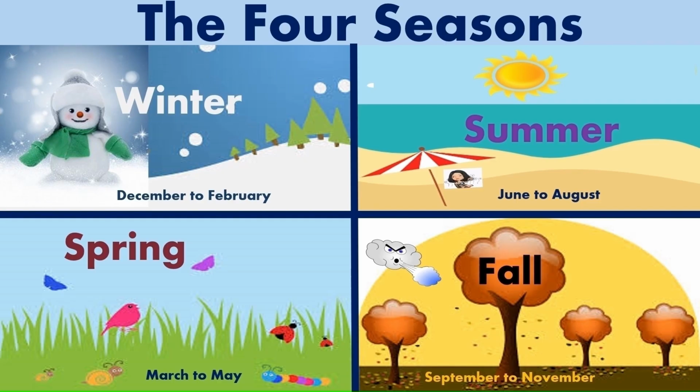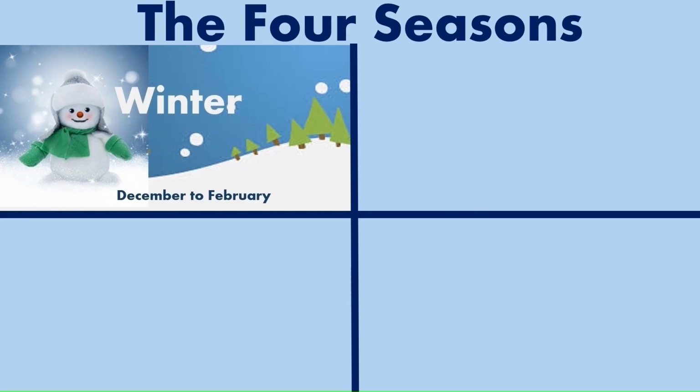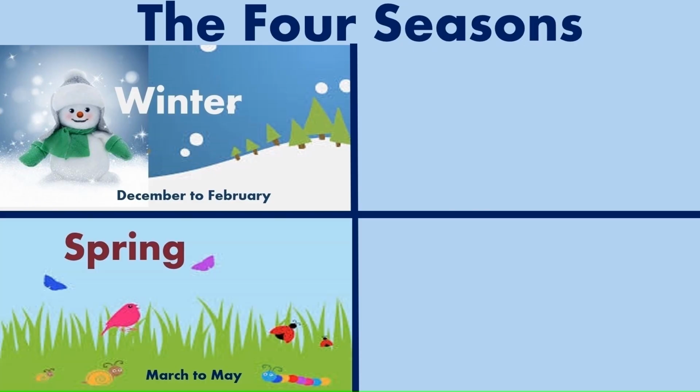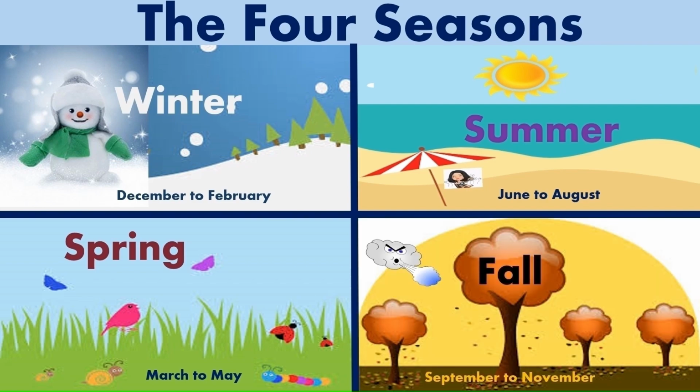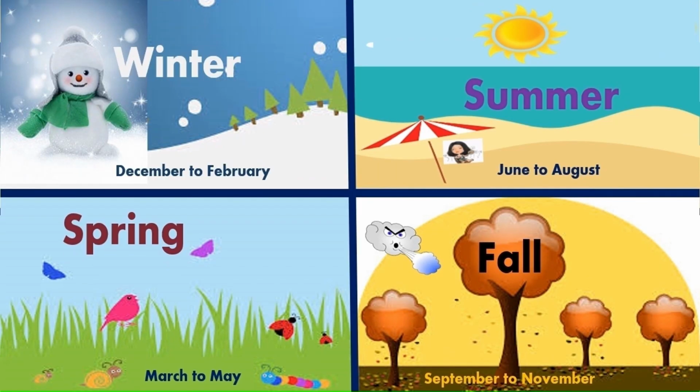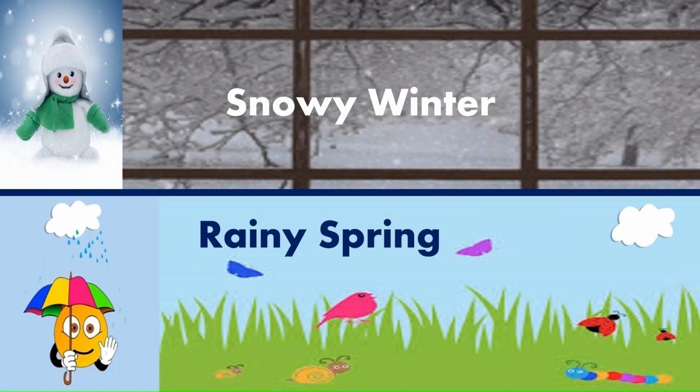Now that you learned about the 12 months of the year, it is time to learn about the 4 seasons. The year is divided into 4 parts. There's winter, spring, summer, and fall. Winter, spring, summer, fall. These are the seasons, know them all.